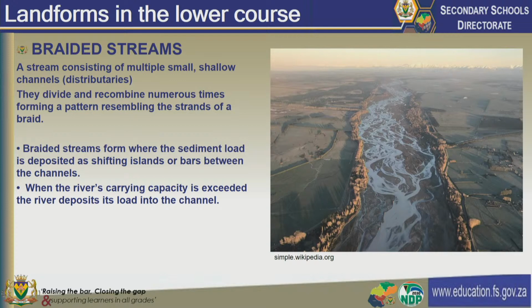Now you'd say, what's a braided stream? You are going to say it's a stream consisting of multiple small shallow channels, as you see in the picture. These channels you call distributaries. They divide and recombine numerous times, forming a pattern resembling the strands of a braid. That's why we call them distributaries, because they divide and they recombine numerous times along the river channel.